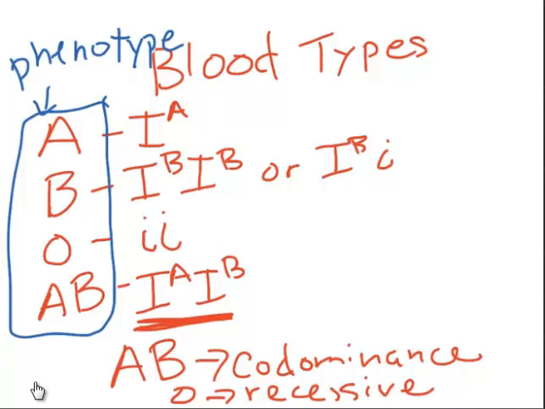So the same thing goes for A. You could have AA blood or AO blood. So you would write it with a capital A and a lowercase i for the O. So anytime you see a lowercase i, you're supposed to know that that means O.